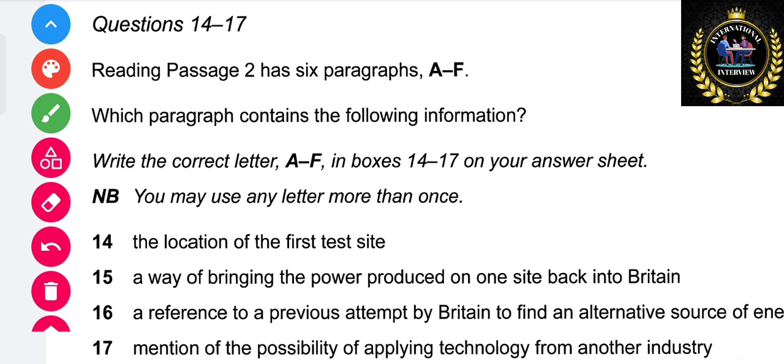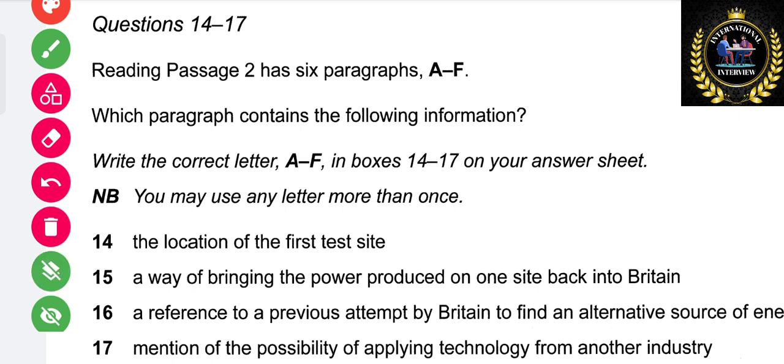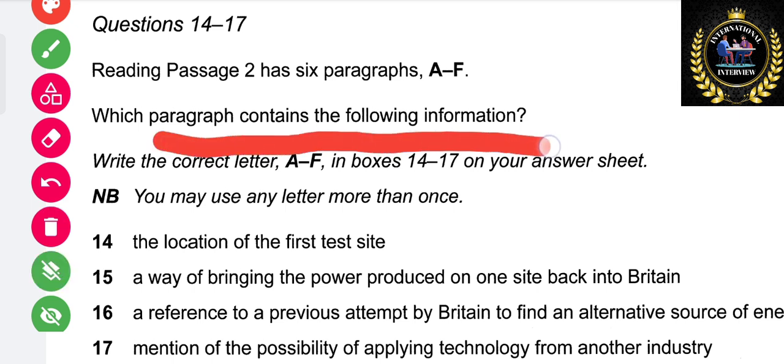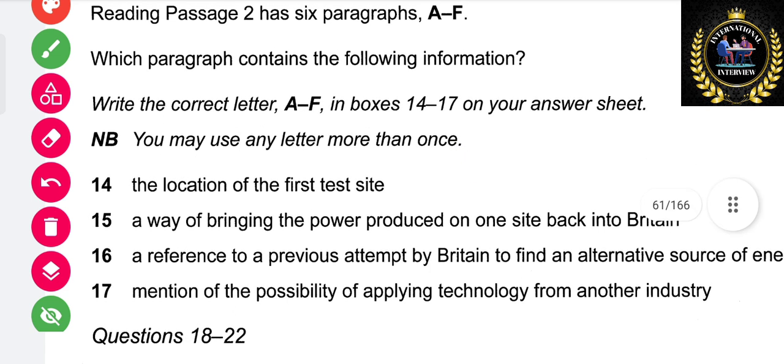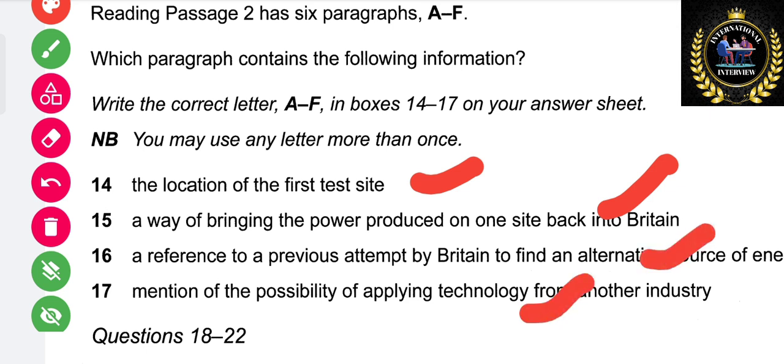Today we will be doing question number 14 to 17, in which it is mentioned: which paragraph contains the following. We have to read the passage A to F, and in the questions, question number 14, 15, 16 and 17. So we are going to read each question and find out the answer.